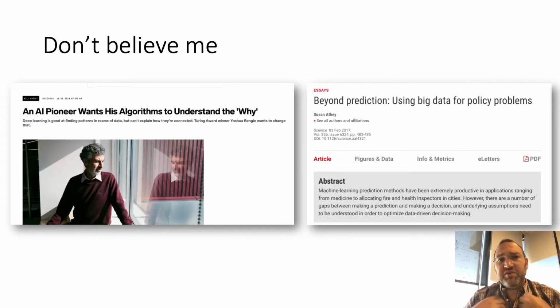Now you don't have to believe me, you can believe others who are more experienced and better known. Susan Athey is an economics professor at Stanford, and in a paper in Science she claims that there is something beyond prediction, and this something is to use big data in order to learn better policy. Policy meaning making better actions in a certain situation. On the other hand, most of you already know Yoshua Bengio, who got the Turing Award for deep learning, and who has recently focused his research on the question of why, or the question of causality. Of course, I didn't mention Judea Pearl, who is also a Turing Award winner, and who invented causality.